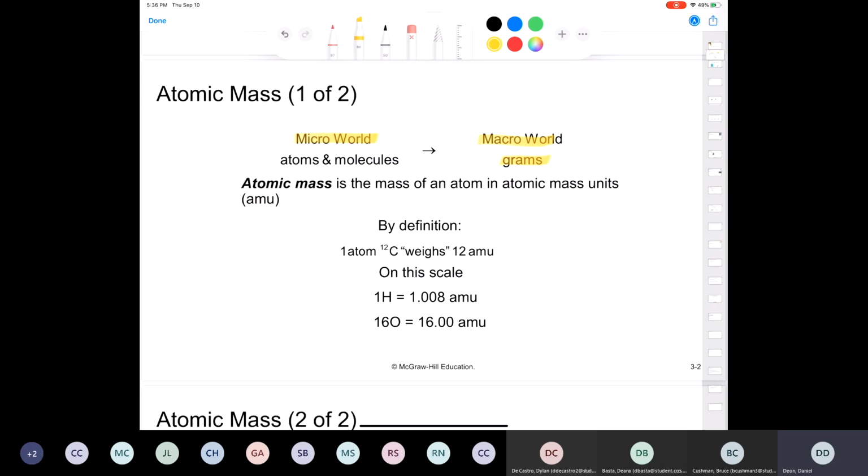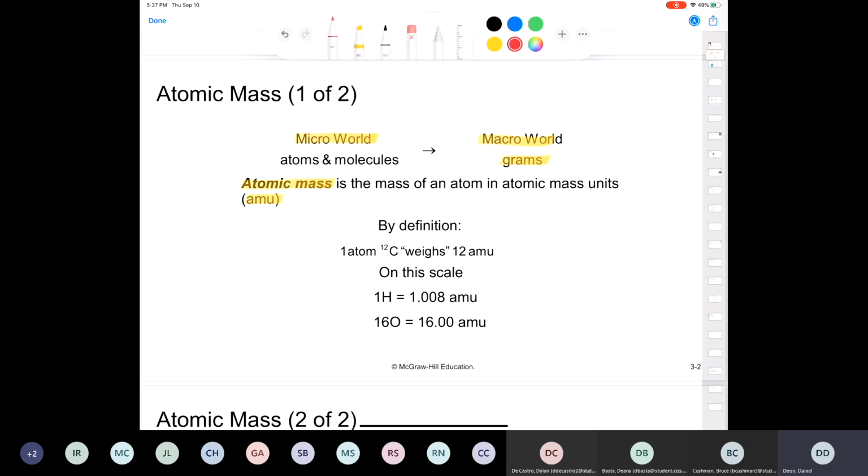Now, the first definition we're going to look at tonight is atomic mass. And atomic mass is the mass of an atom in this special kind of unit called atomic mass units, which we abbreviate AMU. So that's the atomic mass unit. Now, if you're wondering, what the heck is an atomic mass unit? Well, there's actually a universally, globally accepted definition of what an atomic mass unit is.